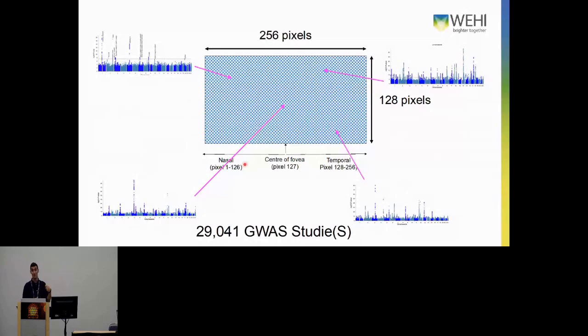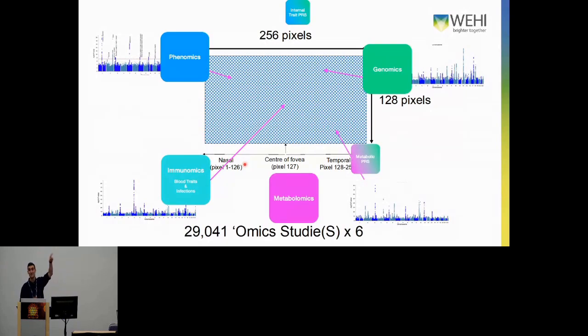But not only are we doing genomics, we're doing multi-omics. So we're testing multiple different layers that we could extract from UK Biobank. And for each one of them, we're basically doing an omic study, again, for each one of these positions that we can see.